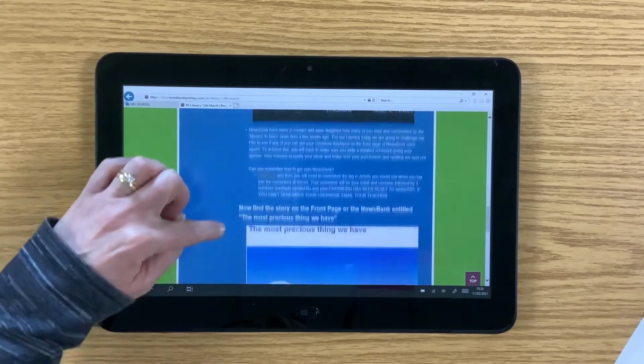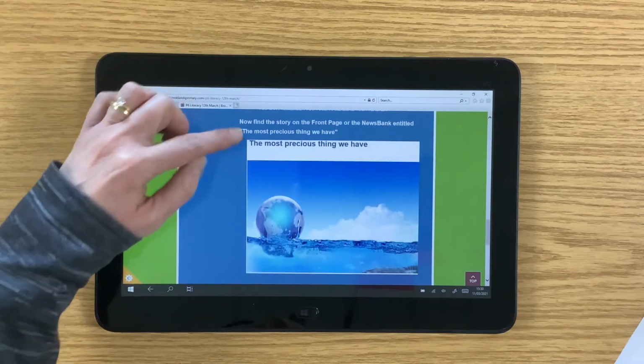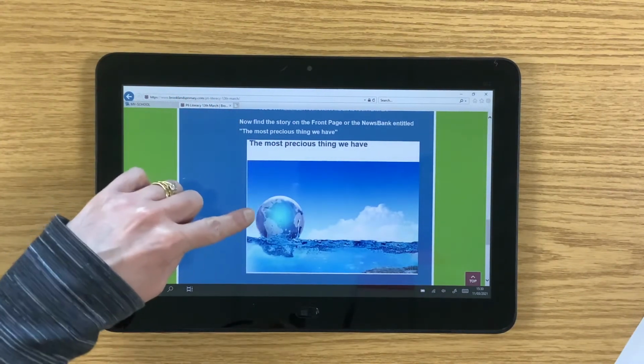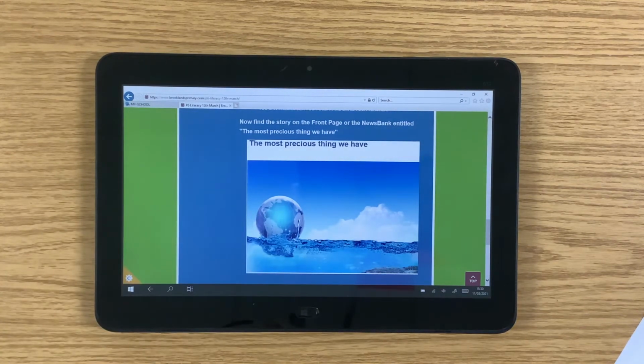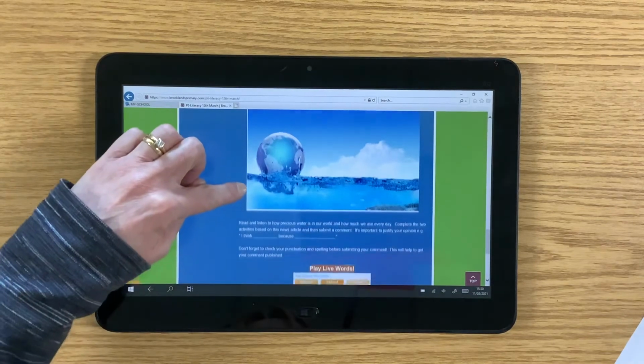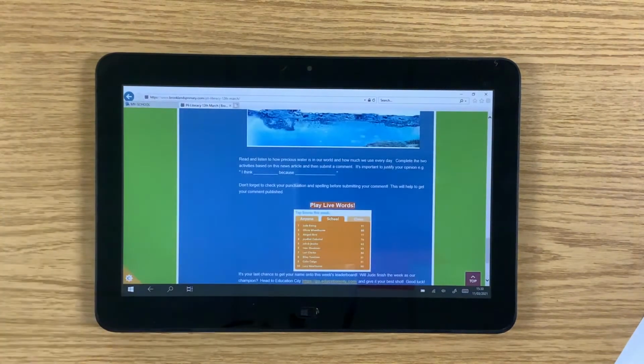Once you're into Newsdesk, I would love you to go and find a story. It might be on the front page, still it might not be, or go into the news bank that's called The Most Precious Thing We Have. And this story is all to do with water and how we can try to look after the water supply that we have without wasting it. What can we do to preserve that water supply?